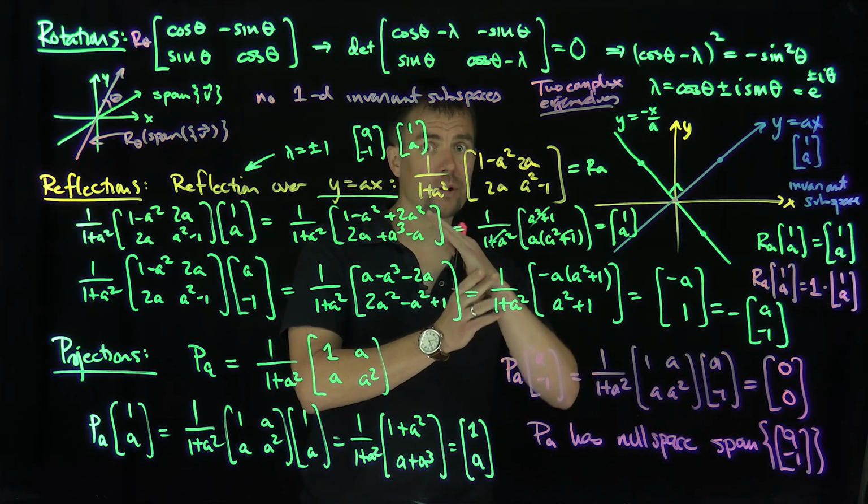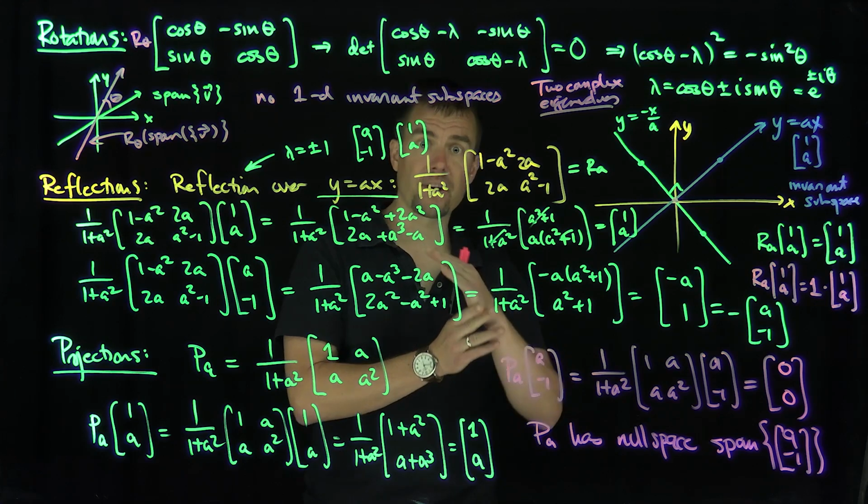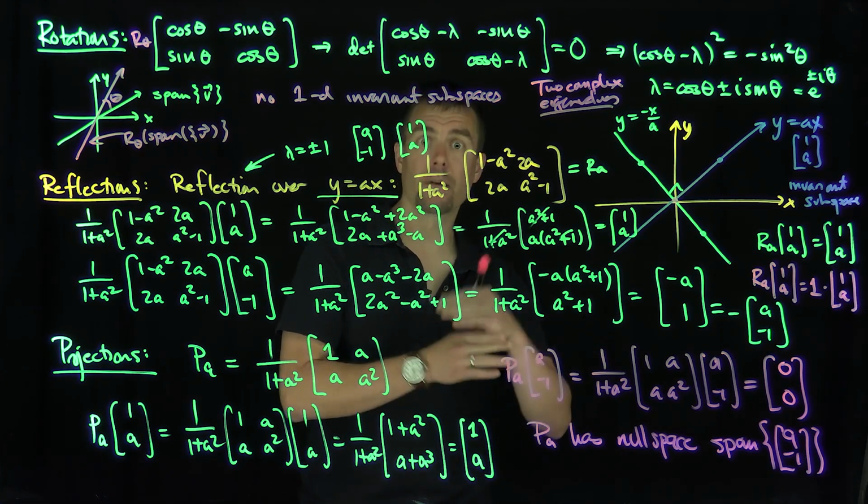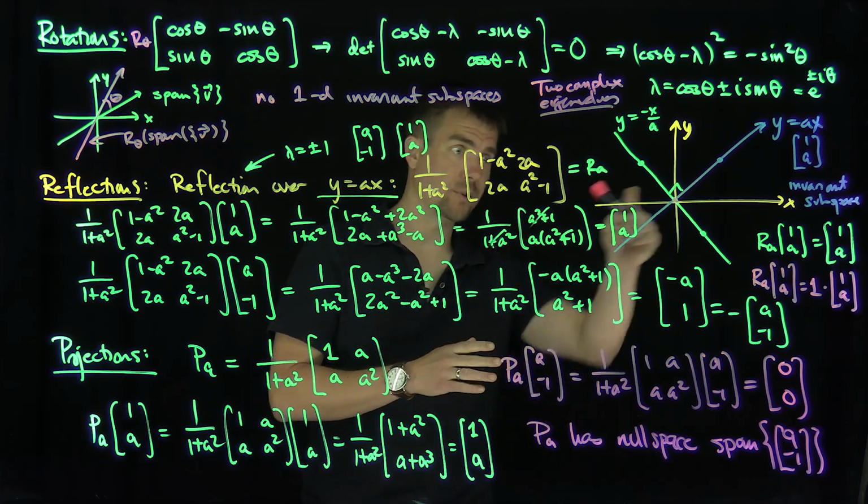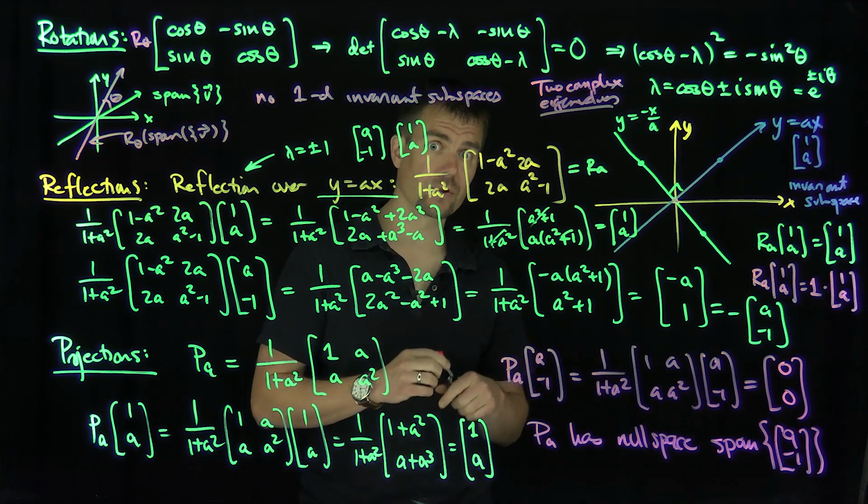That also comes from a more general fact about symmetric matrices, that the eigenvectors of real symmetric matrices are going to be perpendicular to each other. We see that exactly here, the fact that they're perpendicular to each other.